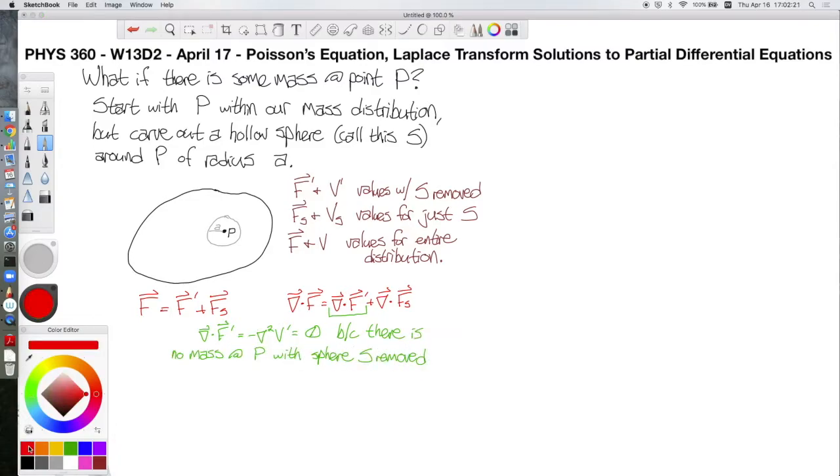So this means that the divergence of F is going to be equal to the divergence of Fs. So if we want to know the divergence of F, we can just try to find the divergence of just the material within that hollow sphere. And we can do this by using the divergence theorem.